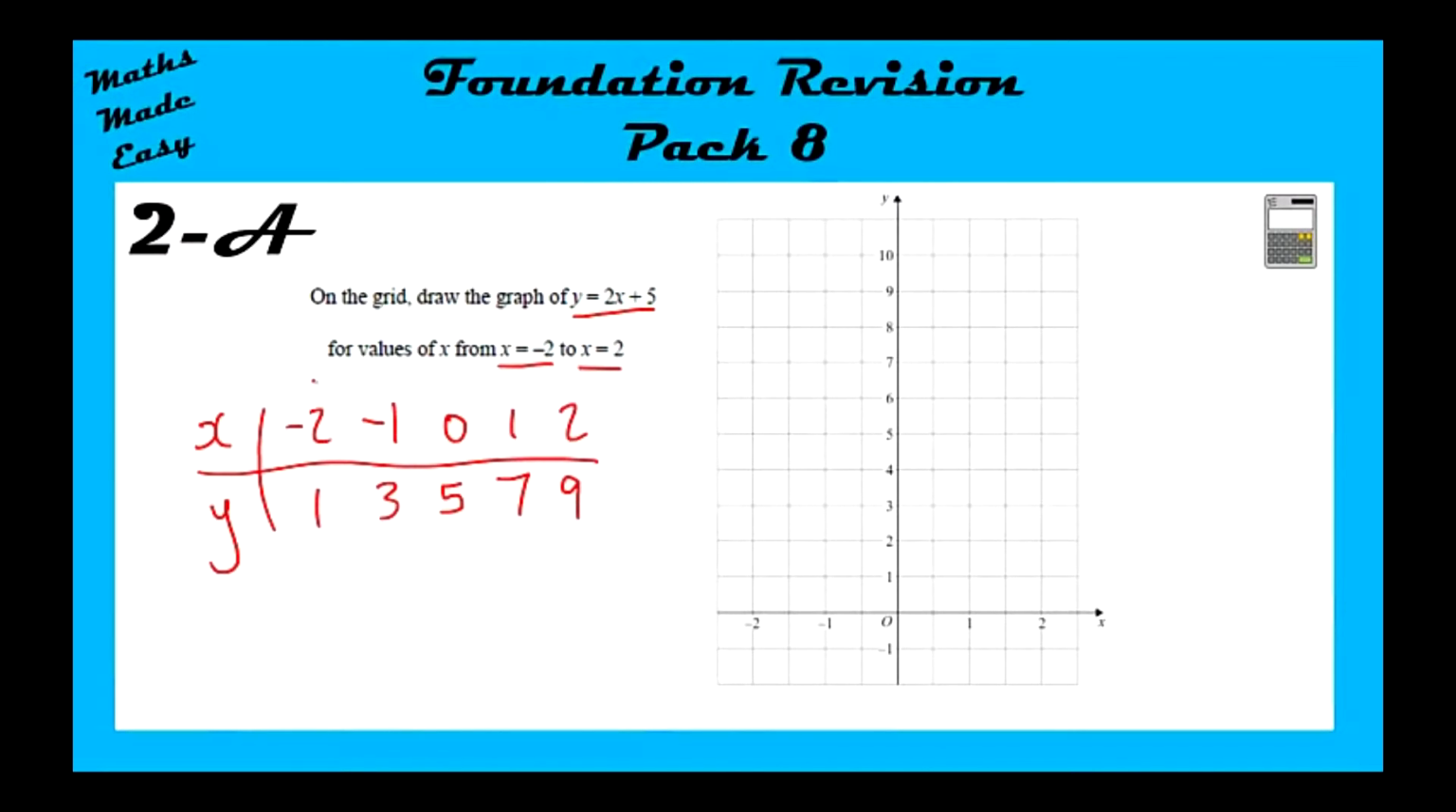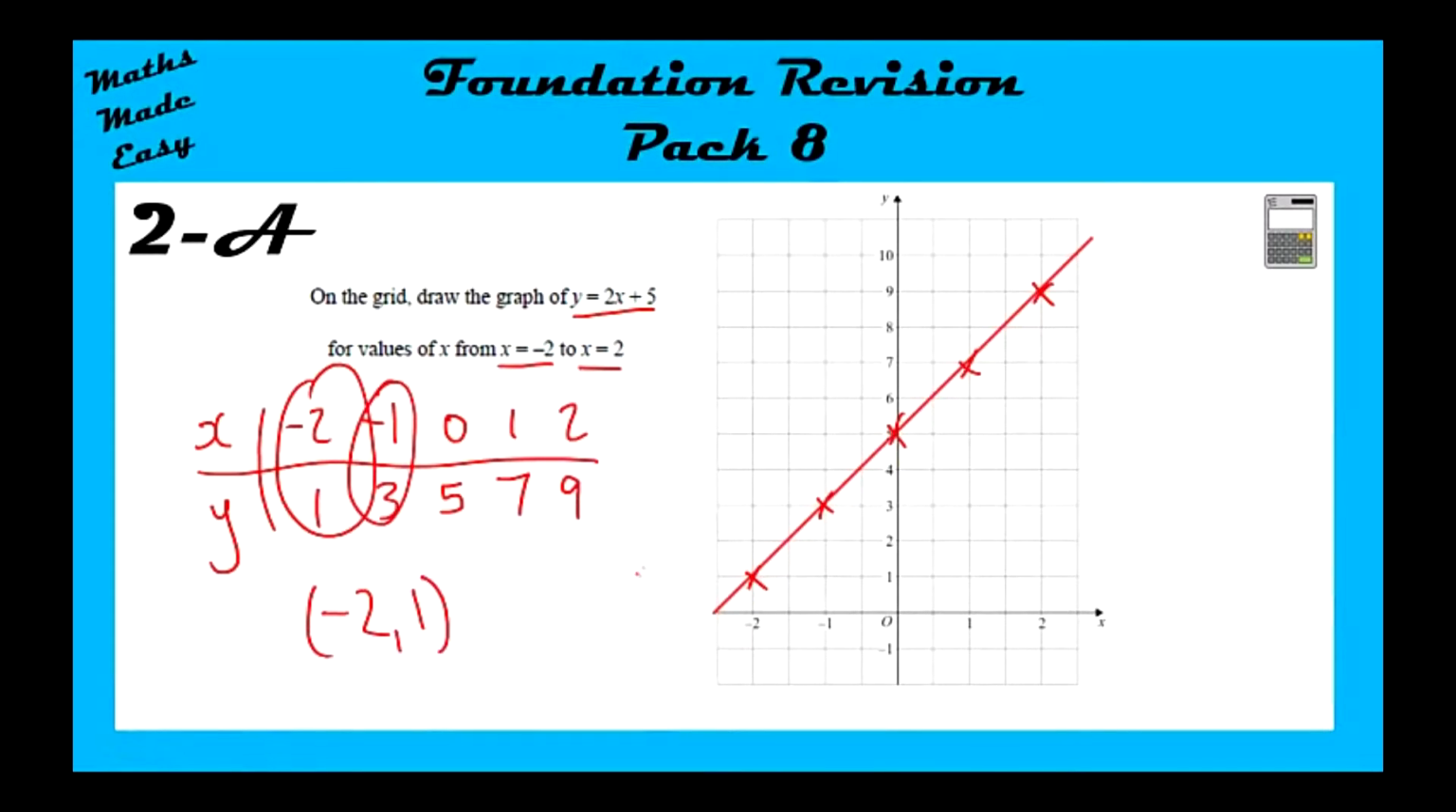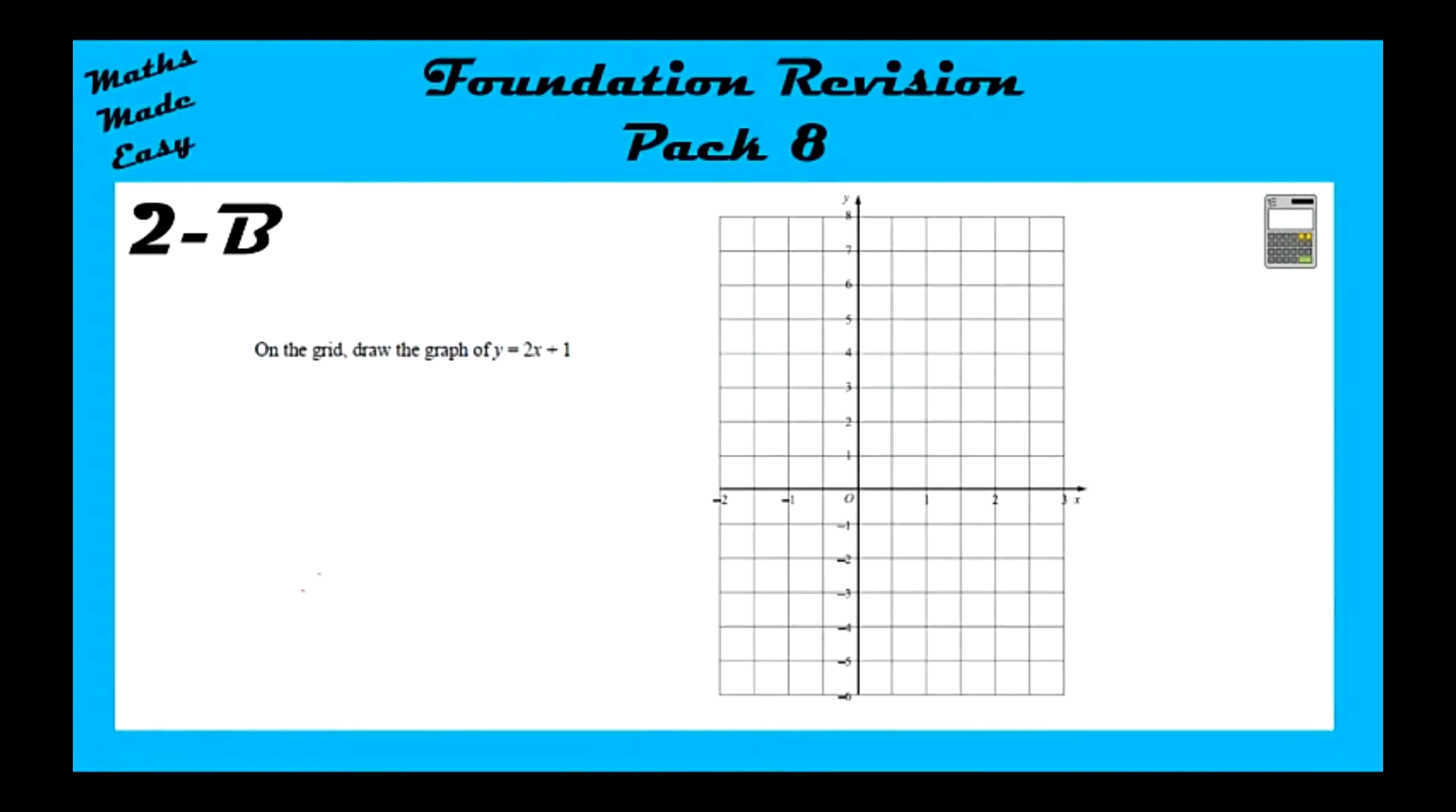So now we plot these as coordinates. That's the first one. We've got negative 2 for x paired up with 1 for y. So negative 2, 1 goes here. The next one we've got negative 1 and 3. That goes here, and if you continue, you end up with 0, 5, 1, 7, and 2, 9. If you plot all those points, then join them up with a straight line that goes all the way to the edge of the graph to make sure you get all those marks in the exam. It looks like this.